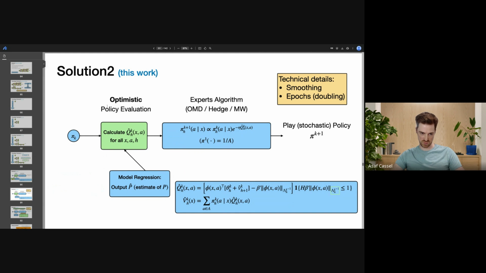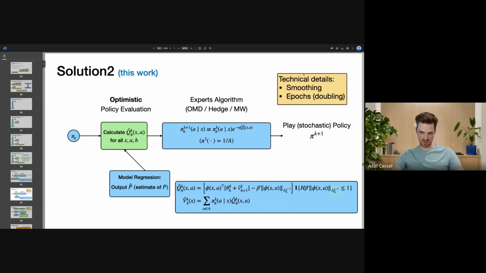At each episode, we're given a policy, and we're going to do this optimistic policy evaluation by calculating again this Q hat, using the linear regression for the V hats and adding the usual bonus, but multiplying everything by this indicator. We're now going to use the lambda kh of the current episode, and the value again is an expectation with respect to the policy, and we're going to use the Q hats to just do OMD per state. And this gives us a stochastic policy.